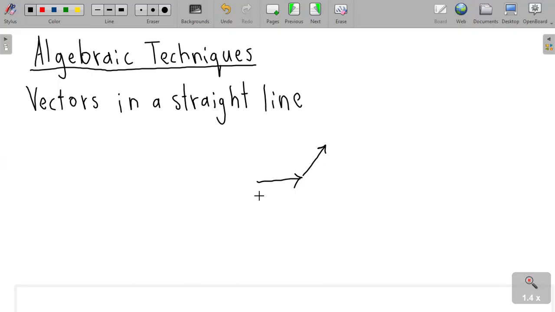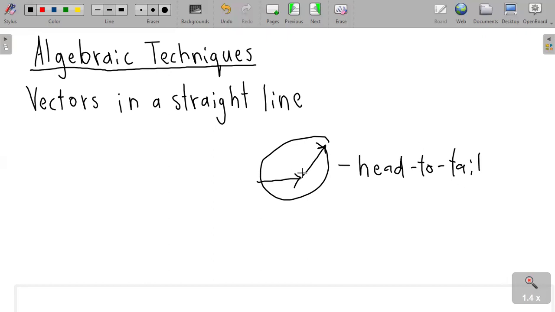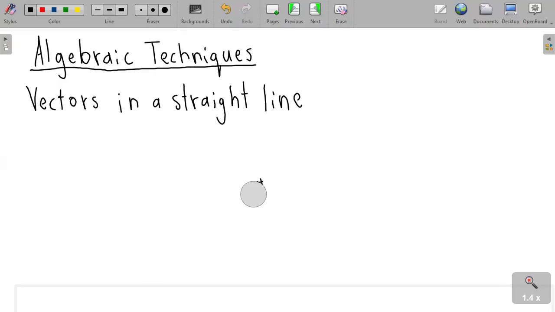So here, you see these vectors are not on one straight line like that. So they are moving at diagonals to each other. So when you have vectors like this, that's when you can use head to tail. But then when you have vectors in a straight line, that's when we must use algebraic techniques. See? So we're going to learn about algebraic techniques in this lesson, okay?